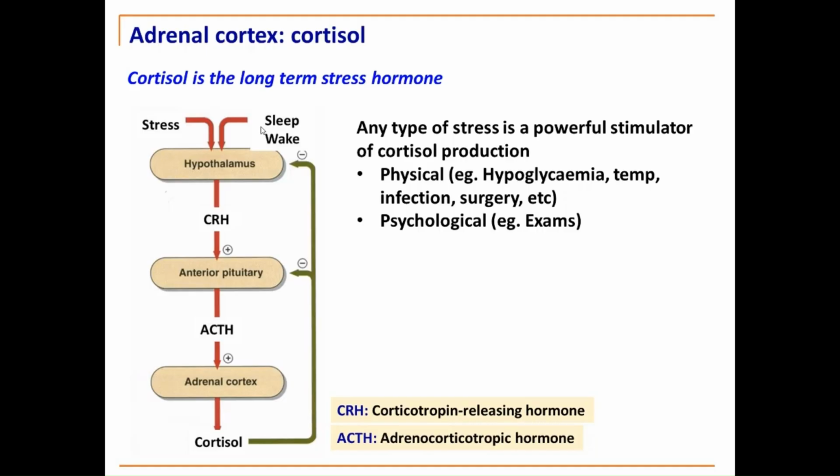And so any of these stimuli coming in act at the level of the hypothalamus, because it's involved in the hypothalamic pituitary axis, releasing CRH, which is corticotrophin releasing hormone, which passes down to the anterior pituitary, which stimulates the release of ACTH, adrenocorticotropic hormone, and that acts on the adrenal cortex to cause the release of cortisol. And as with all of our endocrine systems, there's a nice negative feedback loop: cortisol acts on both the anterior pituitary and the hypothalamus to inhibit ACTH and CRH release respectively.